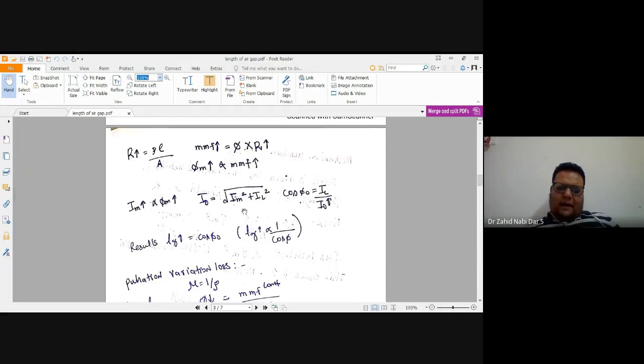Now this is your excitation current, I naught. This current depends upon two factors. One is the magnetizing current that is flowing in your reactance, and another is the loss component of the current that flows through the resistance. Because as far as your induction machine is concerned, it is called an induction machine because it is predominantly inductive in nature.